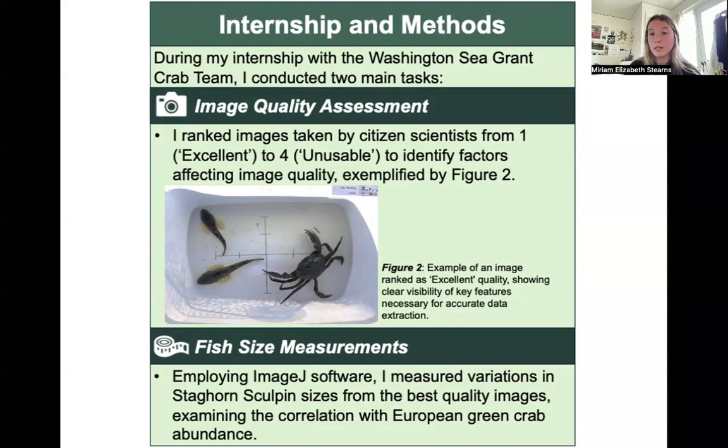Then for fish size measurements, I used ImageJ software, which is a tool for image analysis, and I measured the sizes of staghorn sculpin from the higher quality images, which would be ones in the quality rankings of good or excellent. This data was then correlated with the abundance of European green crabs to see if there was any noticeable impact on size changes of the staghorn sculpin.